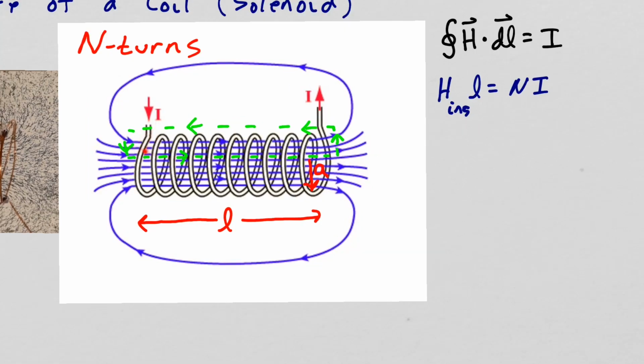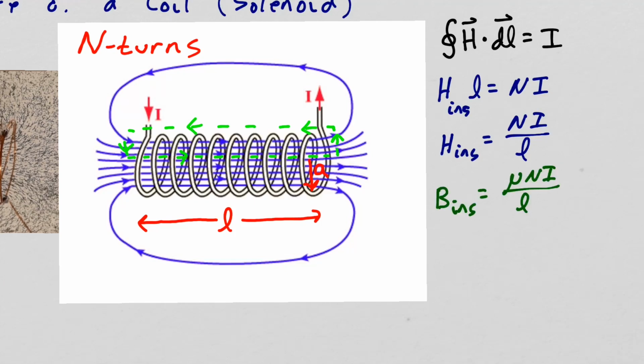The wire pierces the surface defined by the perimeter of our Amperian loop N times, and each time there's a current I coming up through the surface. So the current enclosed is N times I. So the magnetic field intensity is Ni over L inside the coil. So the magnetic flux density inside will be the absolute permeability of whatever material you might have inside your coil times H inside, which is Ni over L.